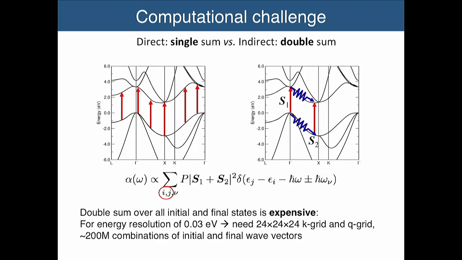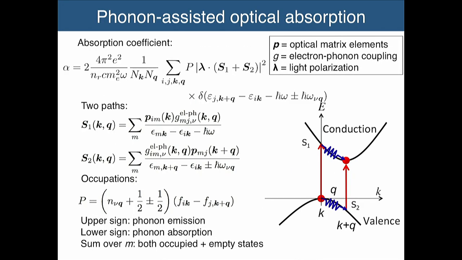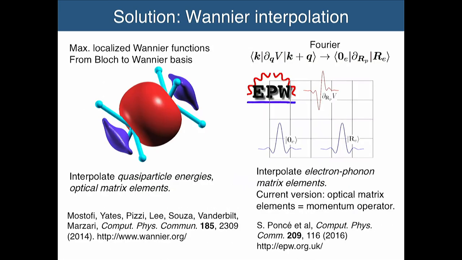So let me go back one step again. The ingredients we need here are optical matrix elements, electron-phonon matrix elements, phonon frequencies, and electron eigenvalues. Okay, the rest is summing them up. So having them from the two codes allows us to implement these equations in a very efficient, computationally not very demanding way. And one note here is that in the current version of the code, the optical matrix elements are those of the momentum operator.